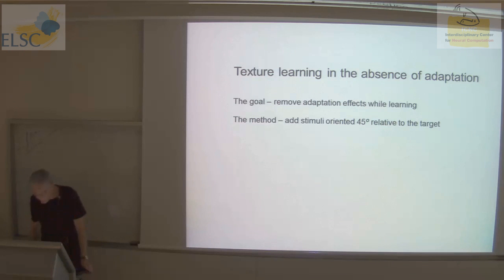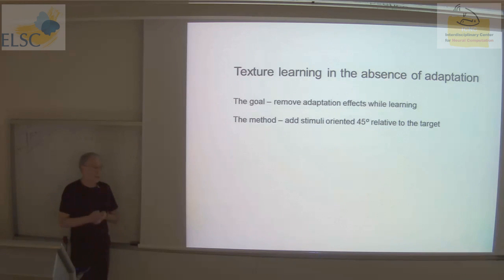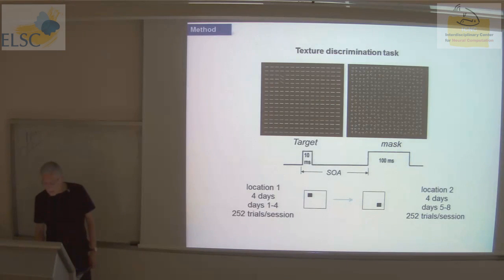So our goal here is to study texture learning without adaptation. That's what we were doing, and we want to remove the adaptation effect while learning. And the way we do it, we add stimuli which are tilted 45 degrees relative to the target. The same task, texture discrimination, target 10 milliseconds, vertical, horizontal. We train 1 location for 4 days, 252 trials per session, and then on day 5, we move the target to a new location.